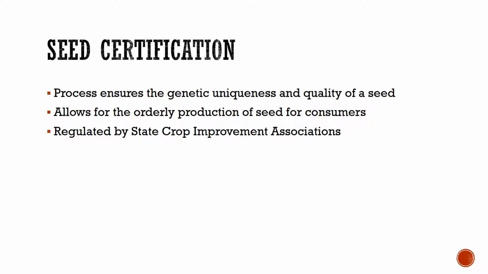So what hybrid it's from, just answering all of those questions for farmers. Now, seed certification: how does that happen? It has to go through a lot of different steps. It is regulated by the State Crop Improvement Association. So the Wheat Growers Association or Corn Growers Association has to approve it. It helps with the production of seed for consumers as well, and it helps maintain the genetic uniqueness that might come out year after year.